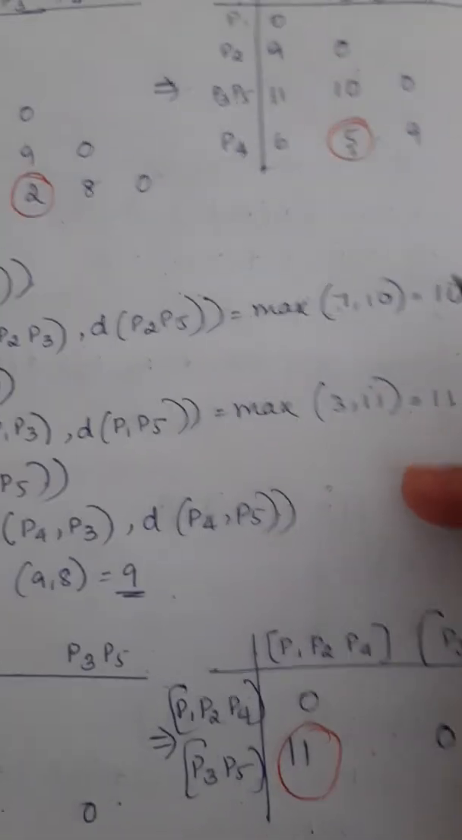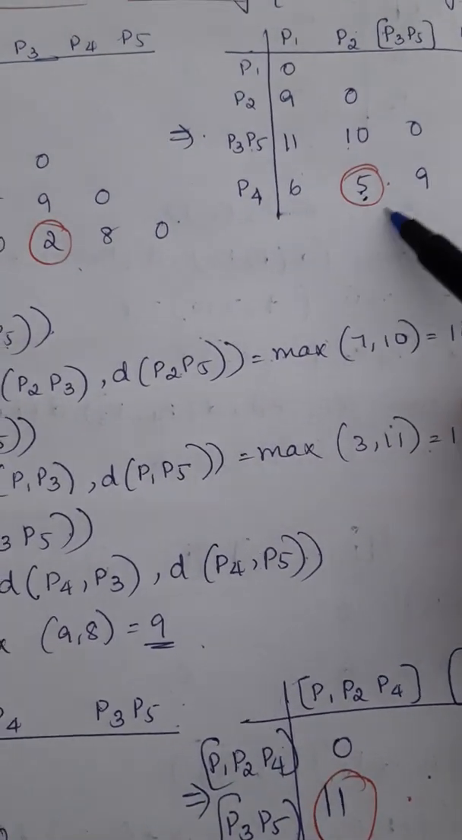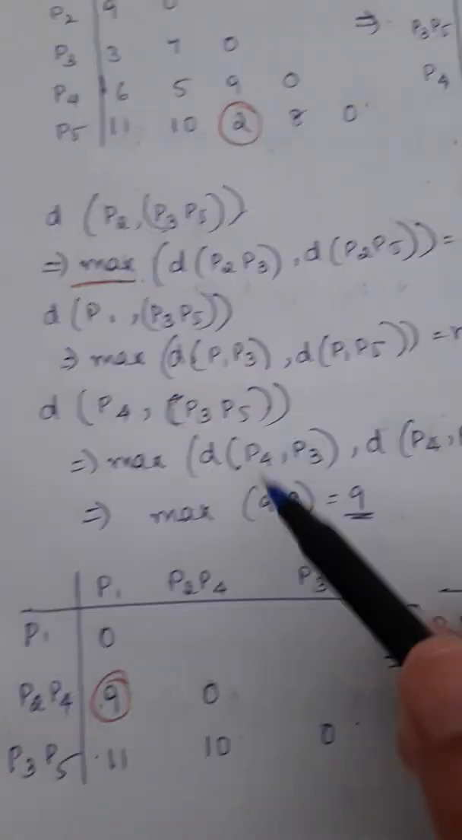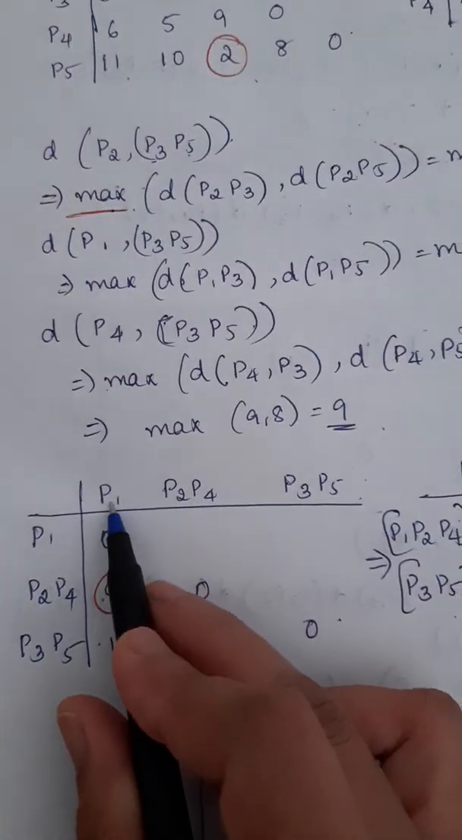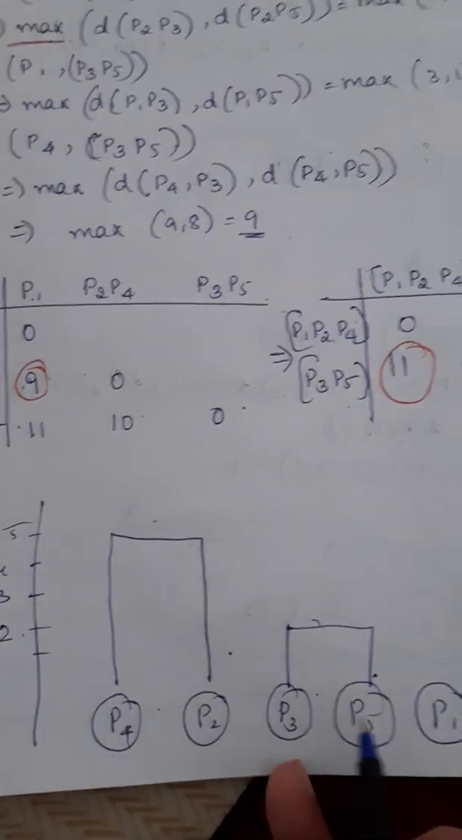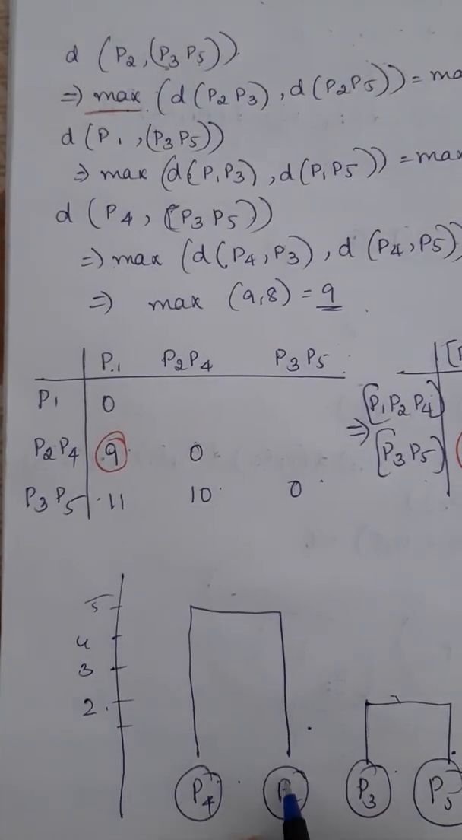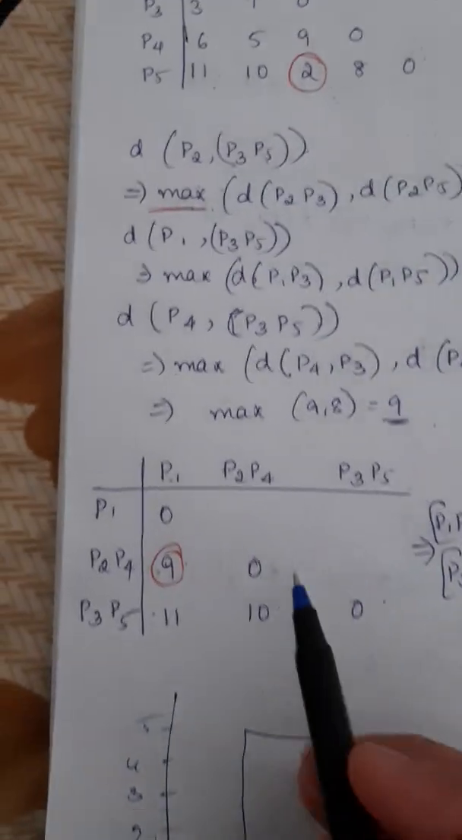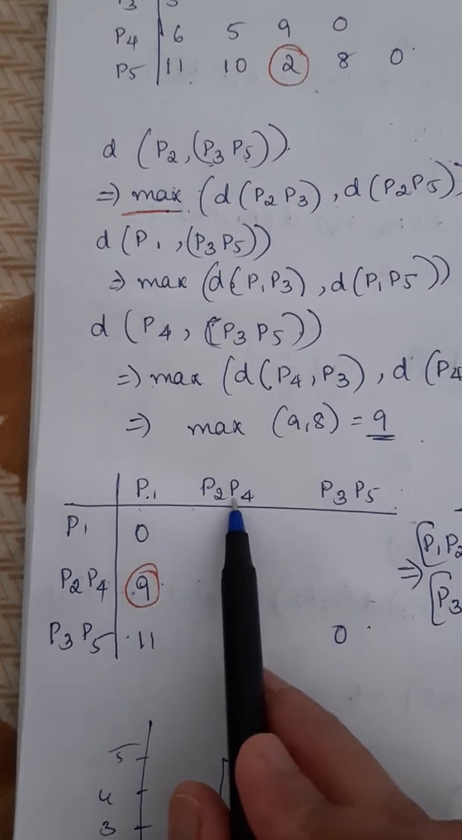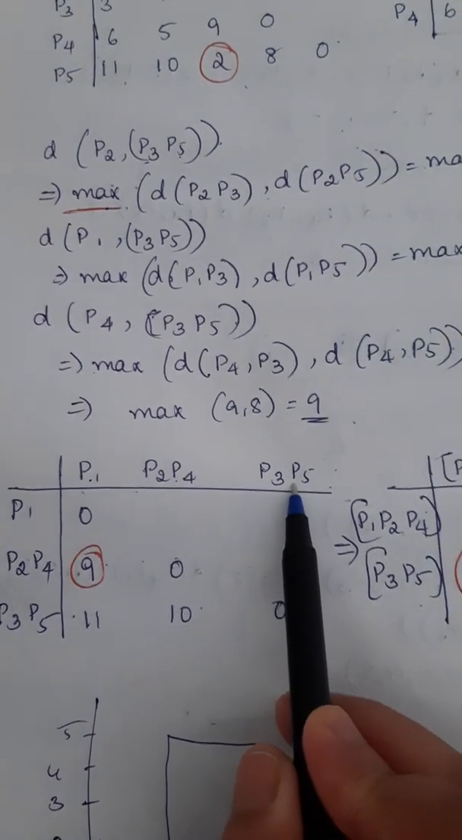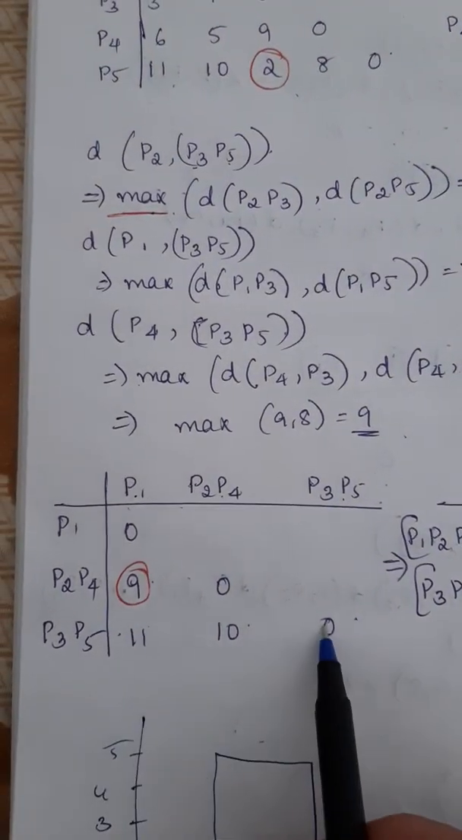Compared to your earlier single linkage, the next one will be, I will get P1 separately. You can see here, P1 is individual. P2, P4 is one cluster. P3, P5 is one cluster. P1 is separate, P2, P4 one cluster, P3, P5 next cluster. Again you compute the points.